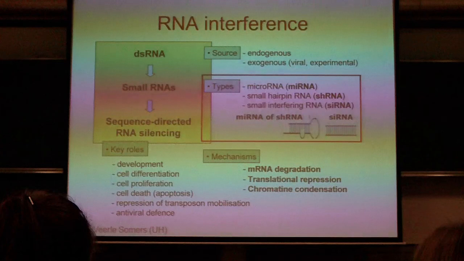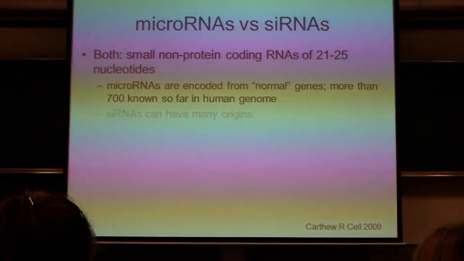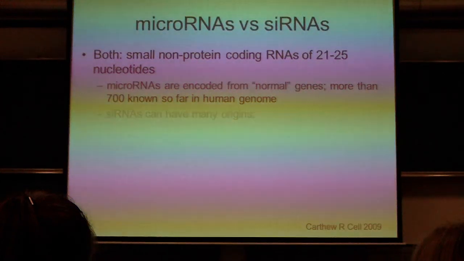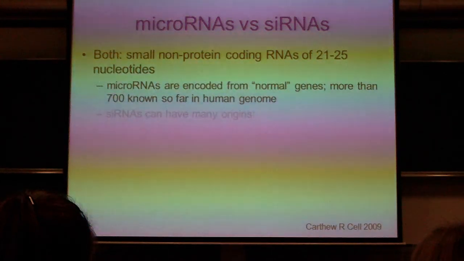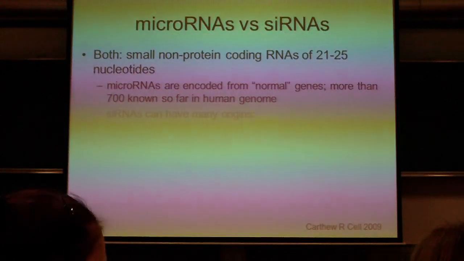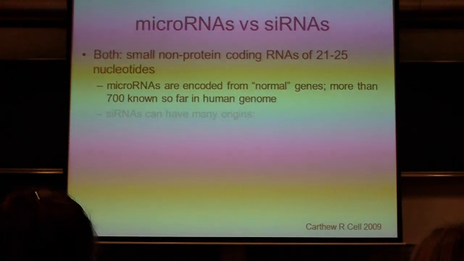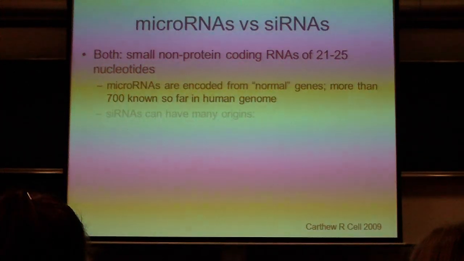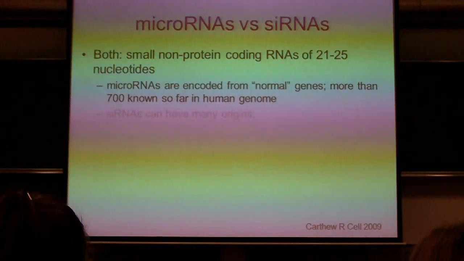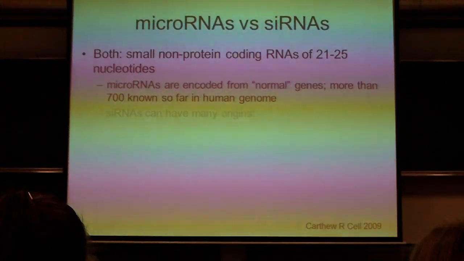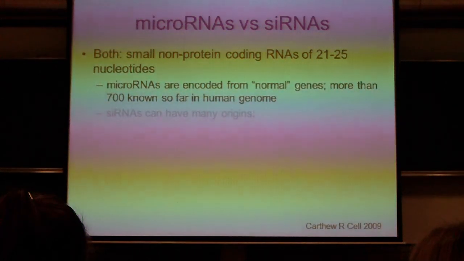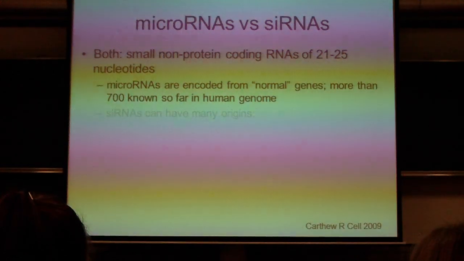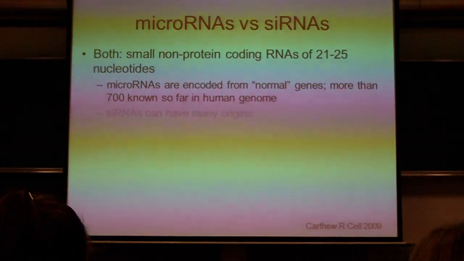First, starting with the types. I think that's the most logical order to do it. The most prominent ones that are now recognized are microRNAs, and you can compare them directly to siRNAs, small interfering RNAs, which are both small non-coding RNAs, 21 to 25 nucleotides in length. But on the one hand, microRNAs are encoded by normal genes, as I already said, and I think more than 1,000 are already known in the human genome.